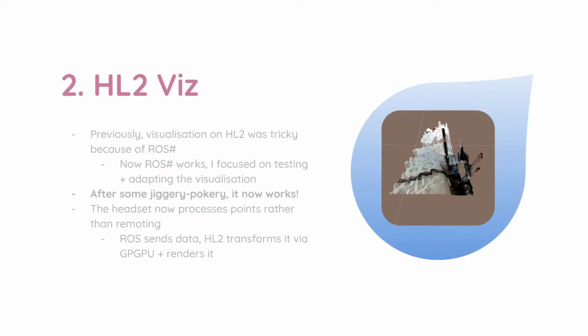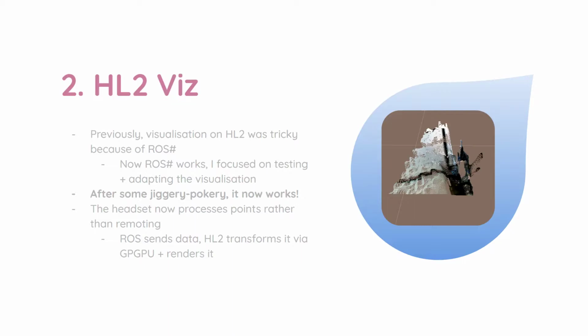The second thing is the actual visualization. Previously, visualization on the HoloLens 2 in this project was quite tricky because ROS Sharp didn't work. Now it works, so we can focus on testing and adapting that visualization to work on the headset. Just ignore that noise, that's a plane flying over my house. After some jiggery pokery, we've now got this working, which is great news. The HoloLens 2 visualization actually works on the headset itself, so it's not projecting it from the desktop.